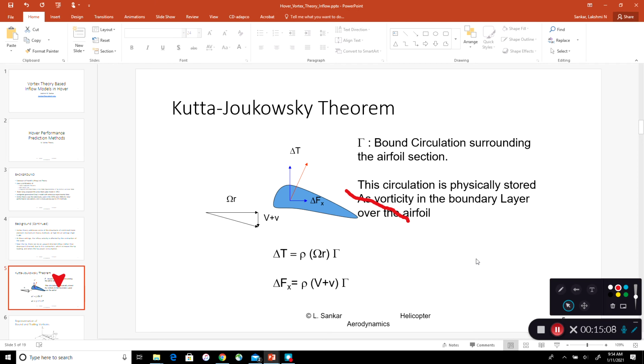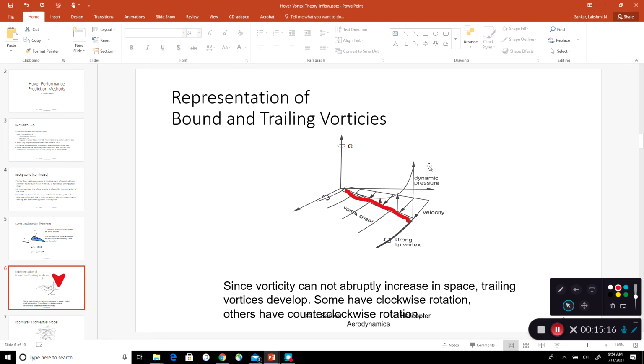In my previous slide, okay, density times velocity times circulation. So lift is increasing, but right at the tip, the lift should go to 0. That means, what happened to all the circulation that is building up? It needs to be dumped into the wake as a very, very strong vortex.